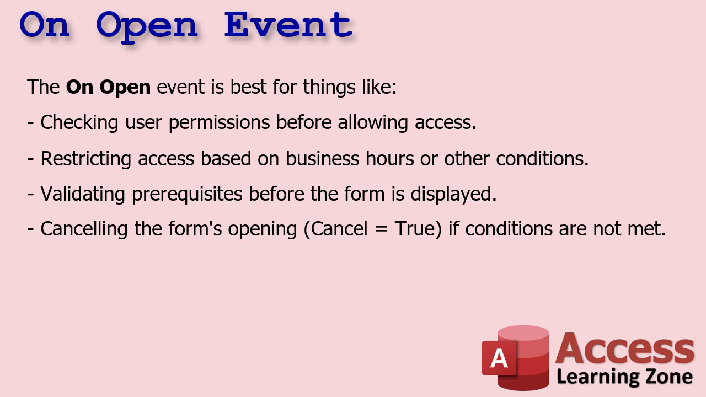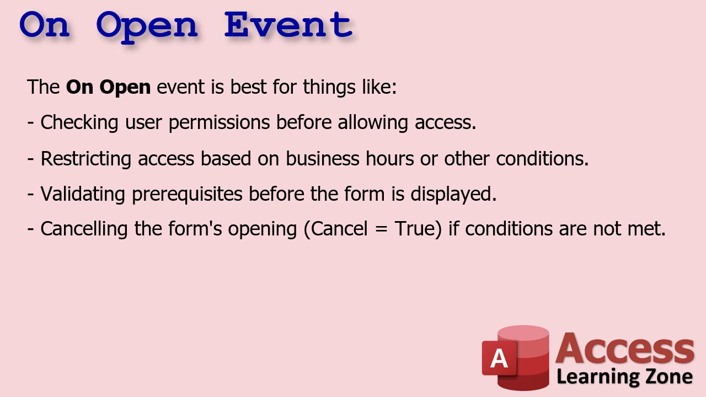Now, the onOpen event is best for checking things before the form fully loads. You can use it to check user permissions. If you've got user level passwords set up, you can check: does this person have access to use this form? If not, you can cancel it. It's also good for restricting access to a form based on business hours or other conditions, and validating prerequisites before the form is displayed. Is this customer marked as an actual customer, or are they still in the pre-customer phase where they're not an actual purchasing customer yet? You can cancel the form's opening by setting Cancel equals True.